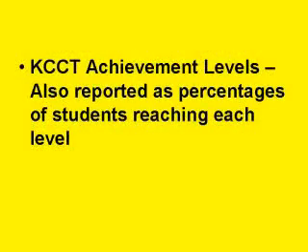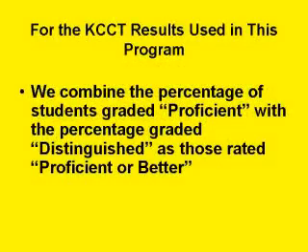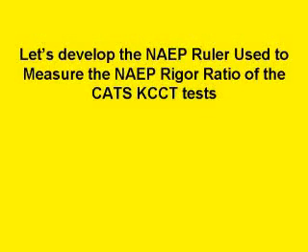Also, like the NAEP, the Kentucky Core Content Test achievement levels are reported as percentages of students reaching each of the levels. In fact, for purposes of this program, we combine the percentage of students graded proficient with the percentage graded distinguished in the Kentucky Core Content Test and state those as proficient or better in this program. With that background complete, let's develop the NAEP ruler that we're going to use to measure the NAEP rigor ratio of the Kentucky Core Content Tests in math and reading.